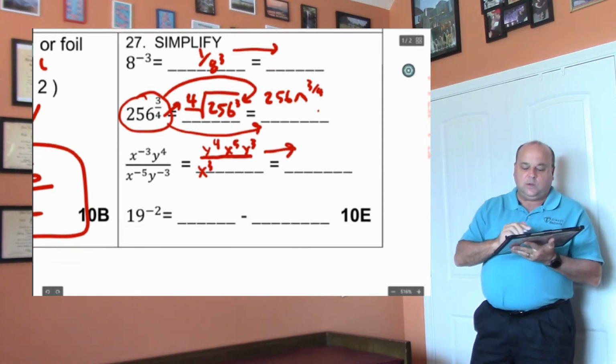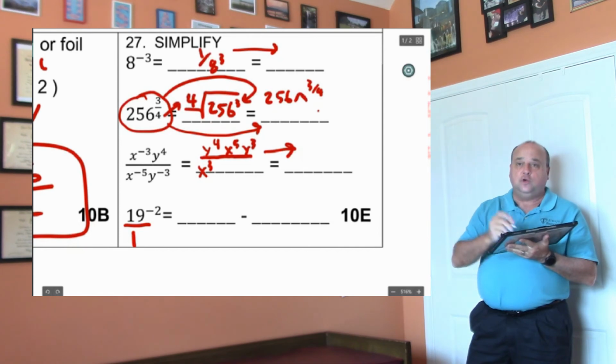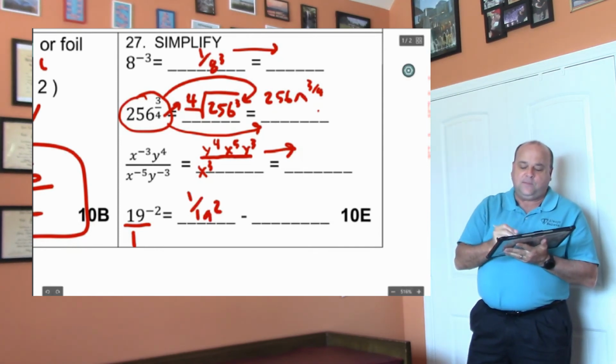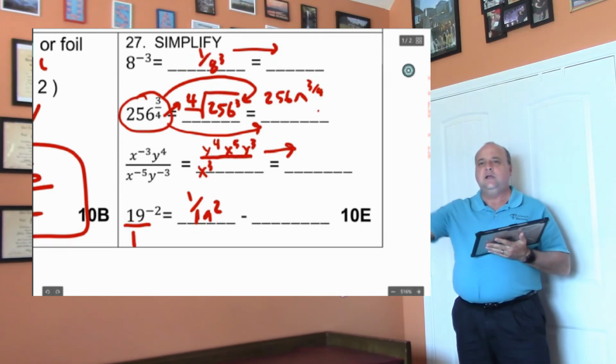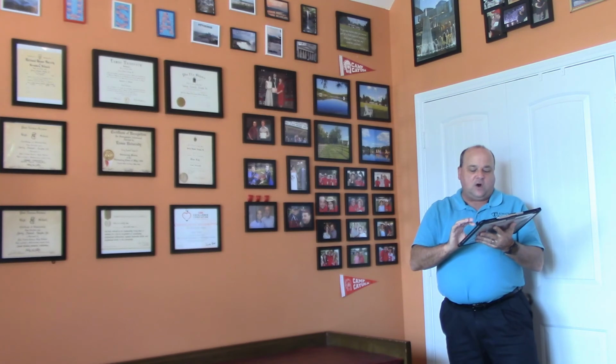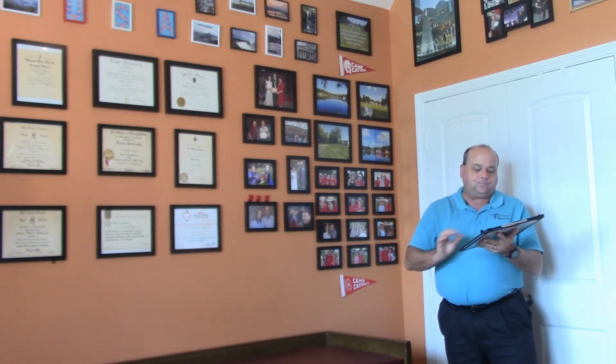And then on the last one, 19 to the negative 2, the 19 shouldn't be on top. It should be on the bottom, right? That's what the negative exponent does. Just flips where the base is. Okay, on Friday, we will do more of this.